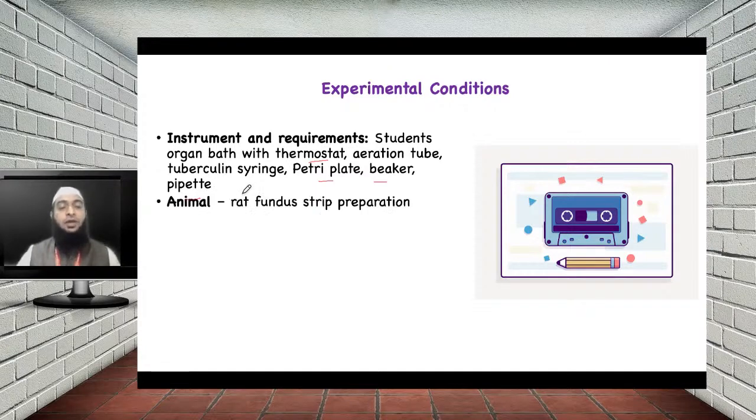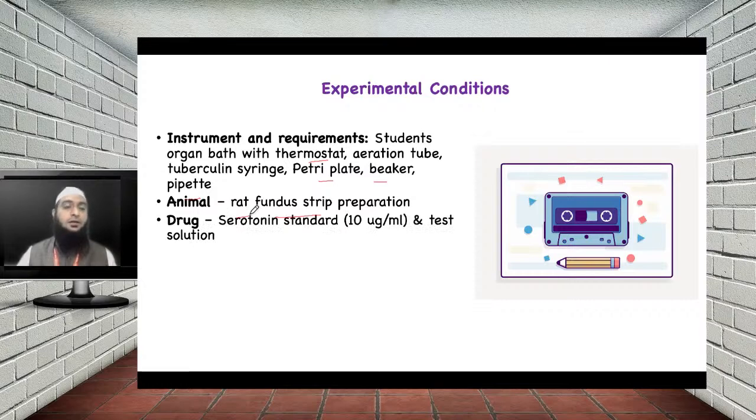The animal we are using here is the rat, and the tissue is the fundus strip. The fundus strip is part of the GI tract. In the procedure, I will show you which part of the GI tract is called the fundus. We have to isolate that fundus strip especially from the rat GI tract. So the animal used is the rat.